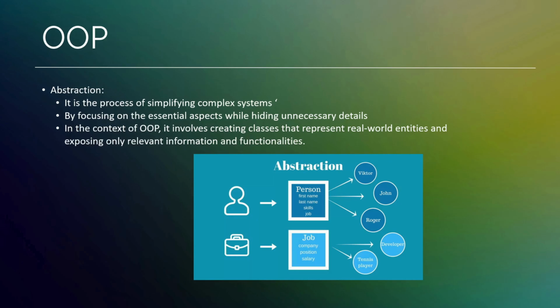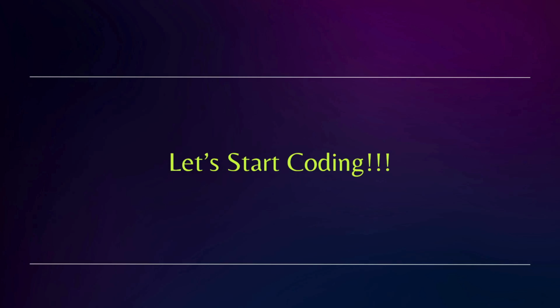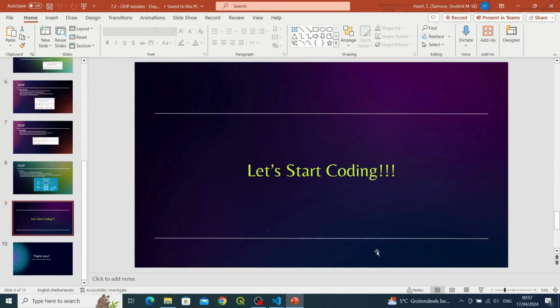Okay, so this is how abstraction works. Again, what it means is that you want to hide some detail from the user, either because it is unnecessary or because you do not want to show it for some reason. Okay, so let's start coding and have a look at this.